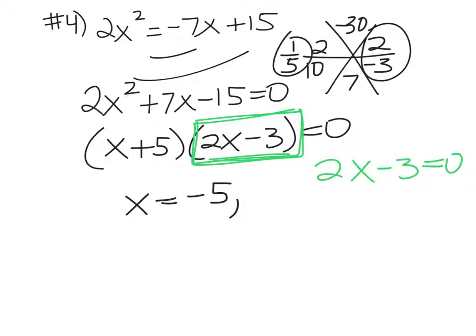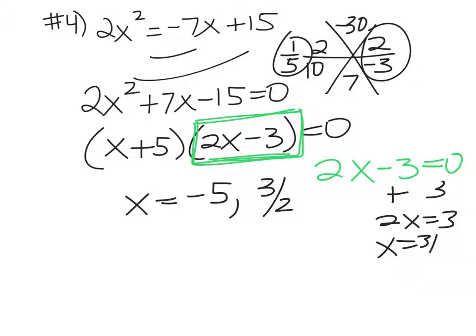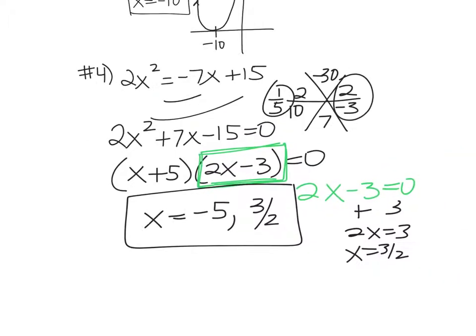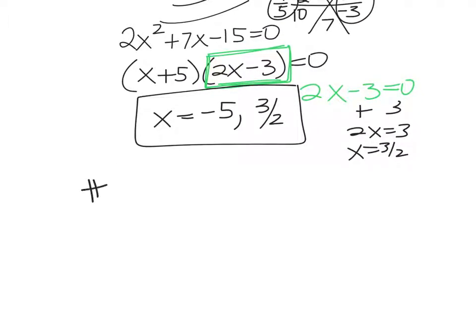And you can do that in your head, right? Can you add 3 and divide by 2? Sure. Add 3, divide by 2. Okay? If you need to work it out, go ahead. Add the 3, divide by 2, x is 3/2. There you go. Those are your 2 answers. All right, let's do 2 more. You try this one. Number 5.